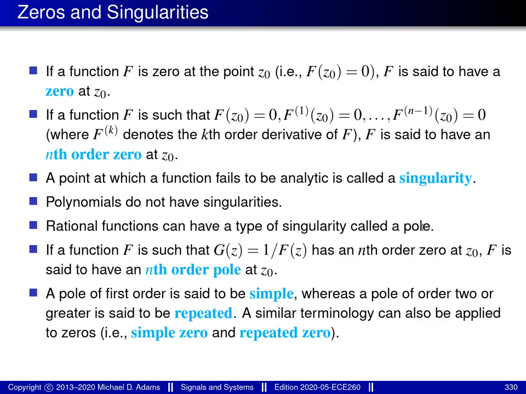And now I need to introduce a formal definition of an nth order pole. So if I have a function f and I want to check to see whether it has an nth order pole at the point z0, what I do is I take the reciprocal of this function, so like 1 over f of z, and I check to see if this reciprocal function has an nth order 0 at z0 using the definition of nth order 0 from above. And if it does, then we say that the original function f has an nth order pole at z0.